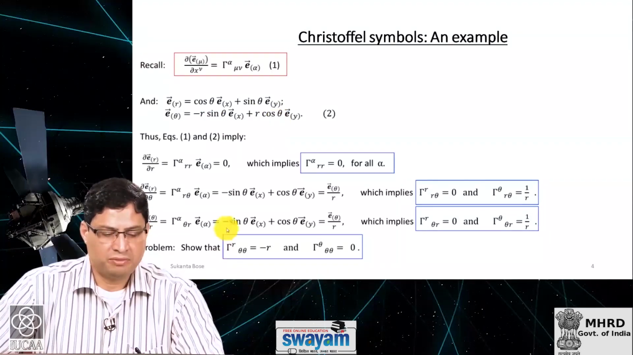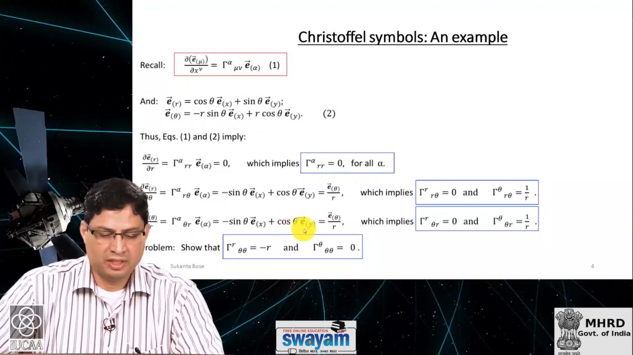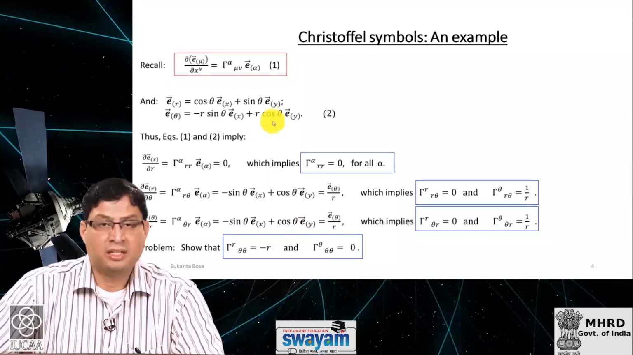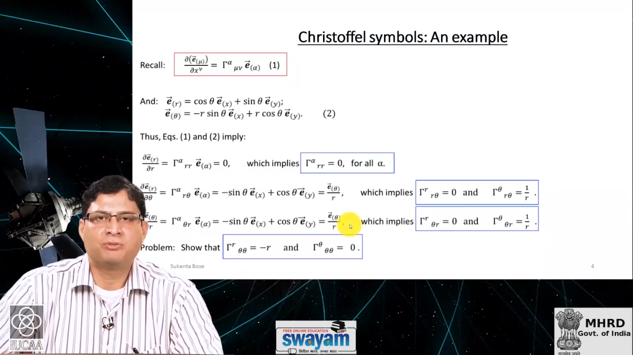When you take that derivative, you get, where the cursor is here, negative sine theta E x plus cosine theta E y. Once again, this is manifestly 1 over r times E theta as seen in equation 2. And like in the previous case, here again you do not have the E r piece in the expansion, which means that the coefficient of E r must be 0. The coefficient of E r, as you can see here, has to be gamma r theta r. Therefore, gamma r theta r is 0.